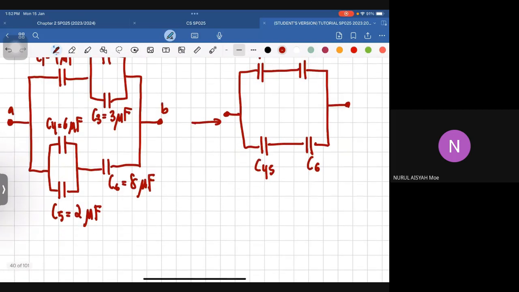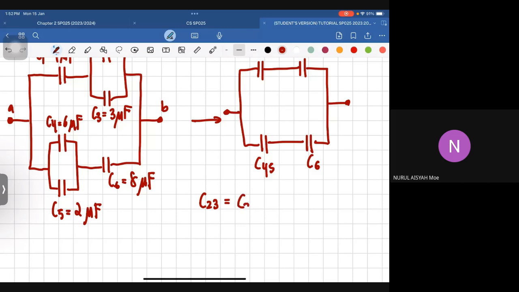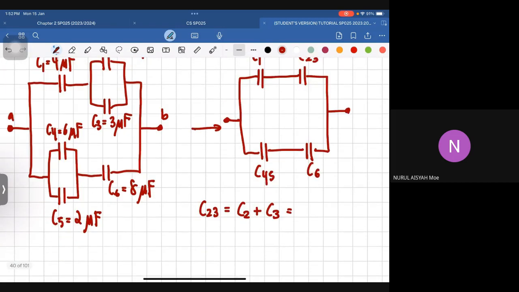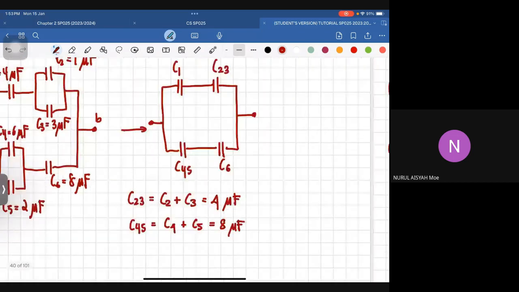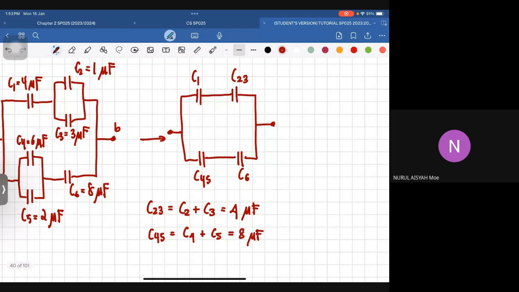Okay, so di sini kamu kira lah apa dulu nilai C2 3 ni. So C2 3 ni is in parallel, so kamu just kena tambah C2 plus C3, which is 1 plus 3, so that is basically 4 microfarad. And then we have C4 5, which is also in parallel. So C4 plus C5, so that is 6 plus 2, which is 8 microfarad. Okay, so that is the value after combining them lah.